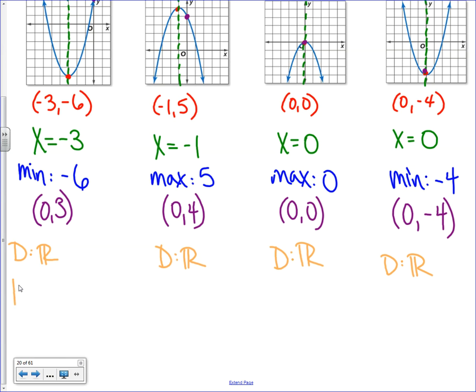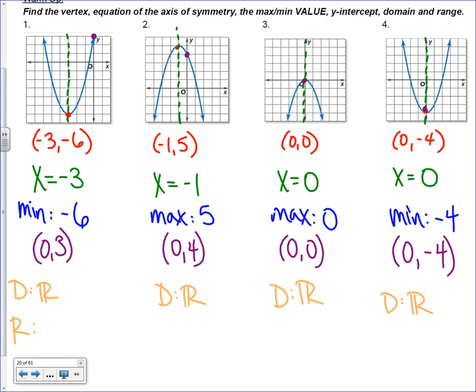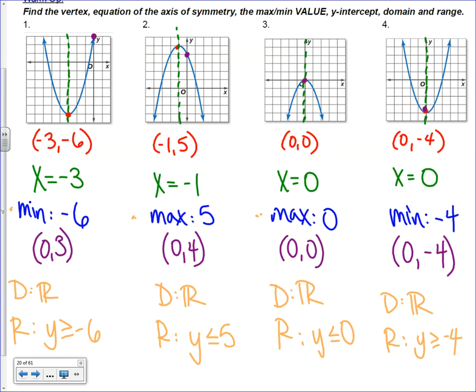Okay, so let's talk range here of number 1. If you look at that graph of number 1, all of the y's, if this is a minimum, have to be what? Greater than or equal to what? -6. Perfect. On this one, for the range, the y's have to be, if this is a maximum, less than or equal to 5. Wonderful. Is everybody doing okay? And then finally for this other one over here for the range. Wonderful. Awesome.